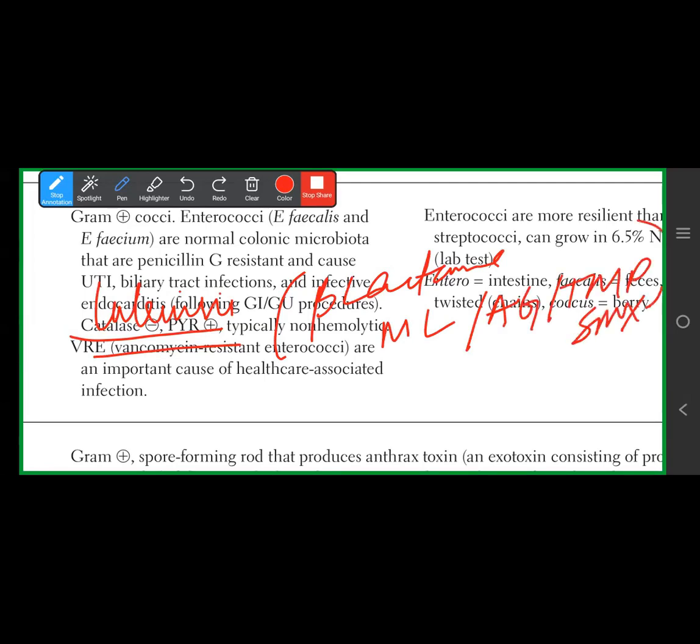What does intrinsic resistance mean? Intrinsic resistance is, for example, to beta lactams, macrolides, aminoglycosides, and trimethoprim sulfamethoxazole. These are the intrinsic mechanisms as to why they have resistance. What is acquired resistance? Acquired resistance is to vancomycin, against your antibiotics. This is why enterococci is one of the most important nosocomial pathogens.